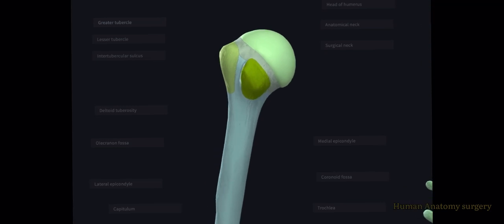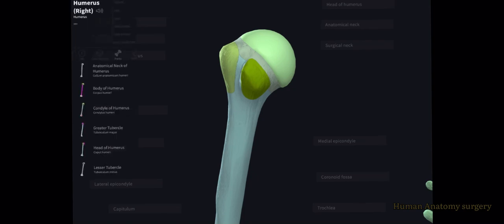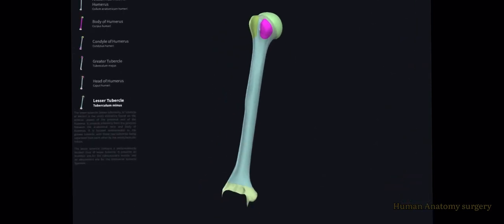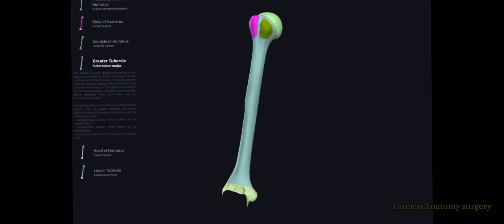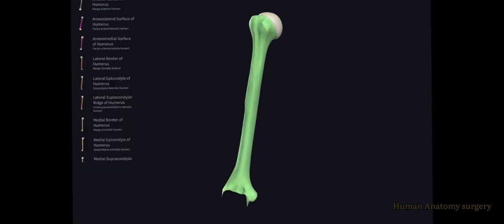But sometimes it's not all about attachment. In the intertubercular sulcus here, which is that sort of groove that runs in between the two tubercles, is actually a protected passageway during life for the tendon of the long head of the biceps.